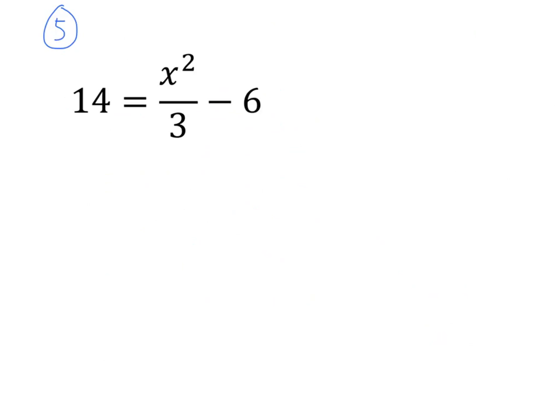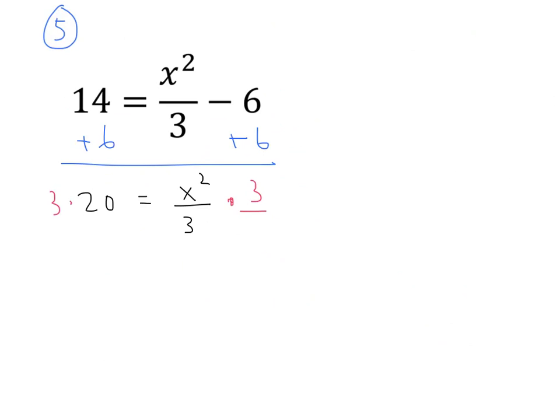Last one. Again, try this on your own, so please pause. Alright, here's the solution. I'm going to add 6 to both sides. I get 20 is equal to x squared over 3. And then to isolate x squared, I'm going to multiply both sides by 3. Right, or 3 over 1.